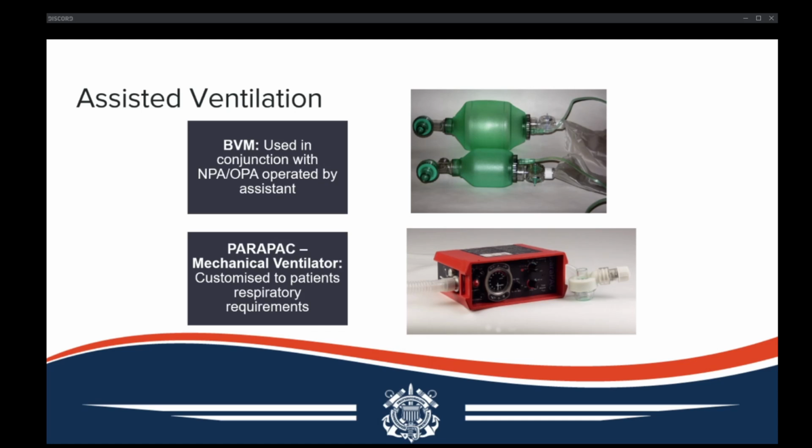If they can't support their own airway and they can't breathe properly, we use assisted ventilation. The most common is what we call a BVM, or bag valve mask, to be used in conjunction with an NPA or OPA, and it's operated by an assistant. So if you have a second person with you, essentially you'll stand behind them and you'll squeeze it to inflate and deflate oxygen into their lungs at a rate you deem appropriate. Like we said earlier, somewhere between 12 and 20 breaths per minute is what you want to match. They have to be unconscious, obviously, to use this.